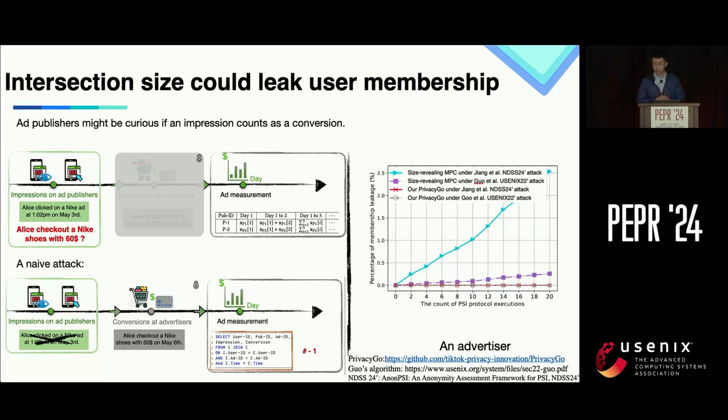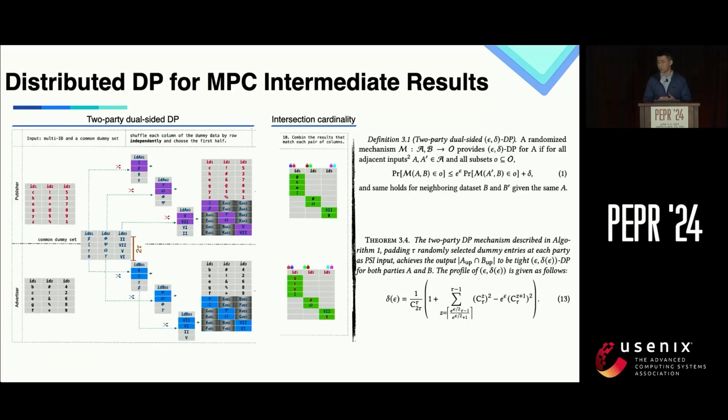Recently there has been some study on this kind of attacking method, and there's a result published at USENIX 22. We show that on the real datasets provided by Criteo, there is a 0.4% membership leakage, and we also further improve their results to provide a more efficient attack, where about 2.5% of user membership can be leaked given these intersection size results.